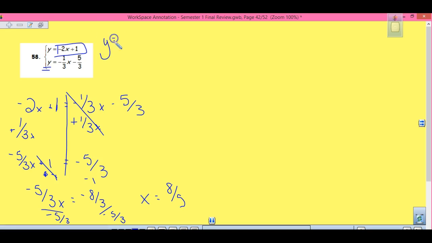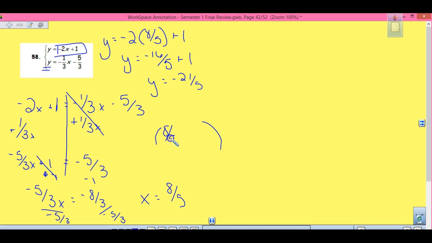So y equals negative 2 times 8/5 plus 1. So y equals negative 16/5 plus 1. Y equals negative 21/5. So 8/5, comma, negative 21/5. A lot of calculator work that you probably needed to do with your fractions and that good stuff.